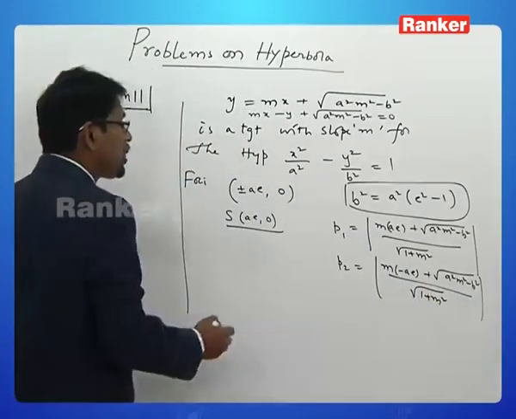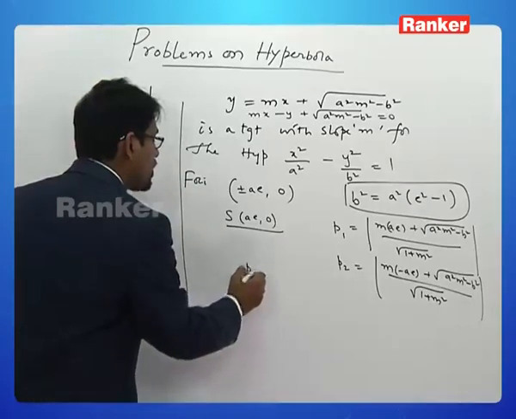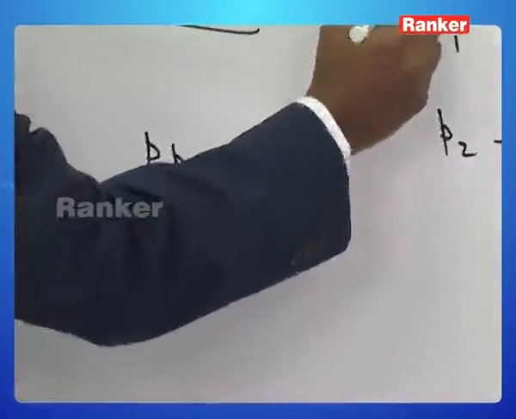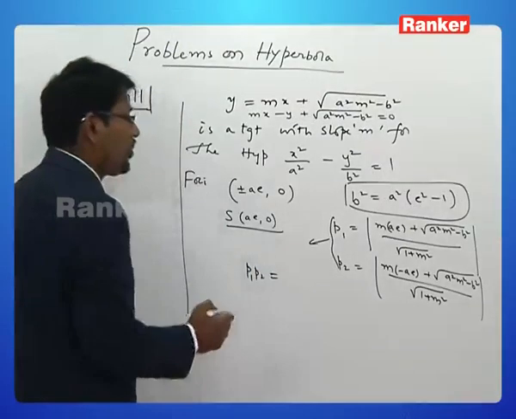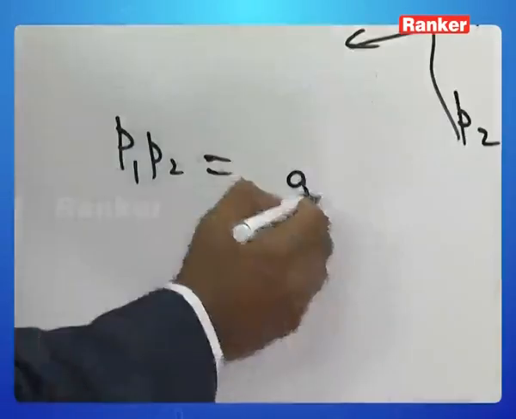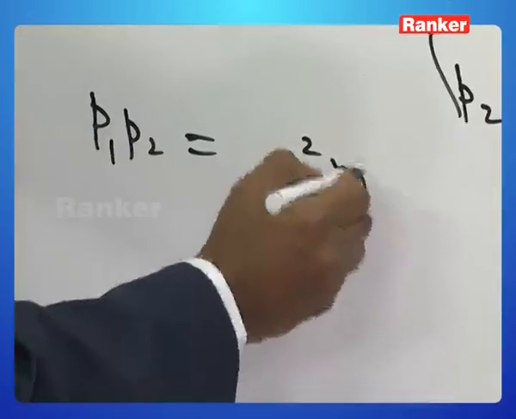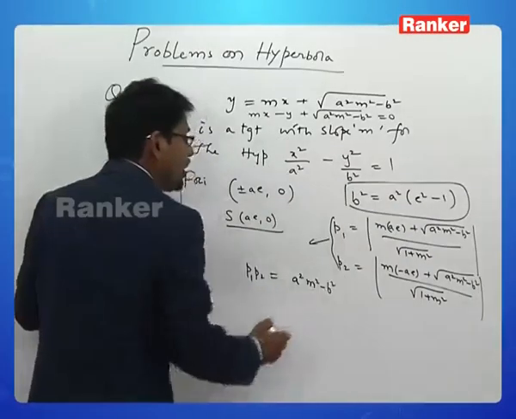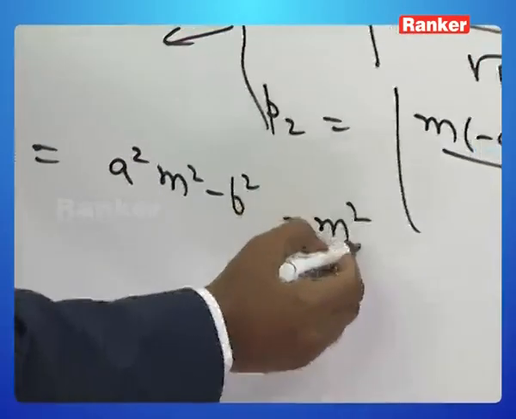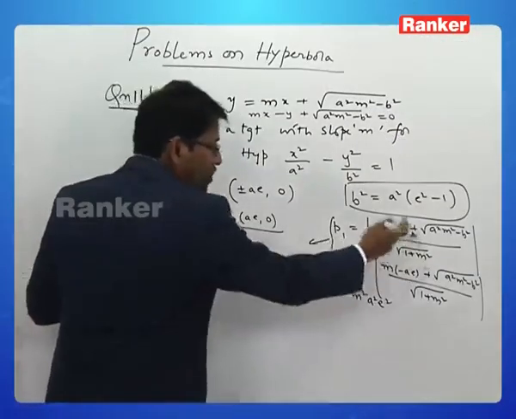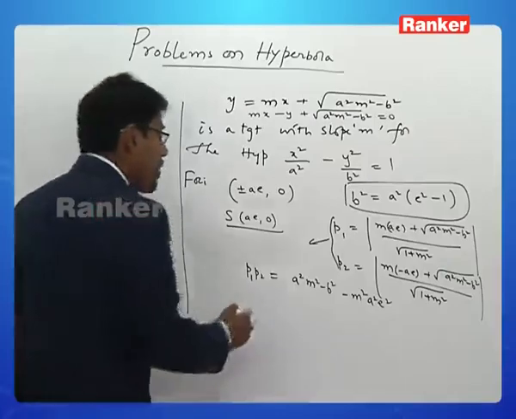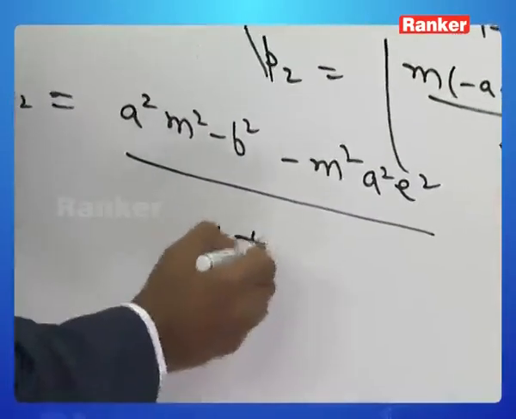Now, what about P1 into P2? So, P1 into P2 is equal to (a square m square minus b square minus m square a square e square), of the form x plus y into x minus y kind. So, divided by 1 plus m square.